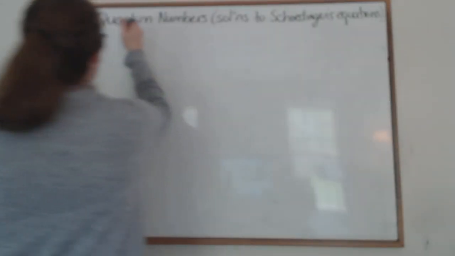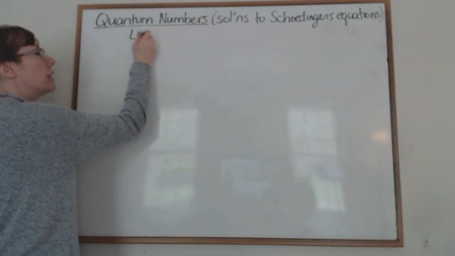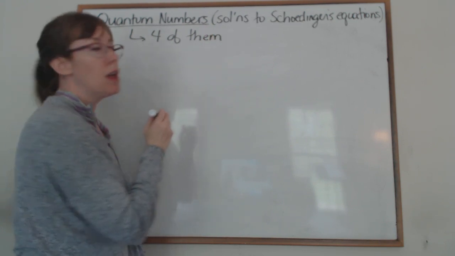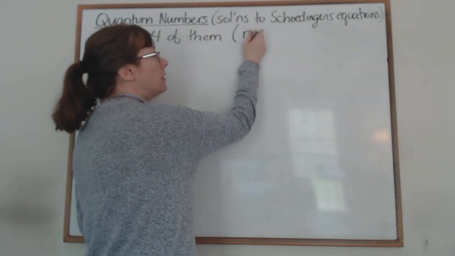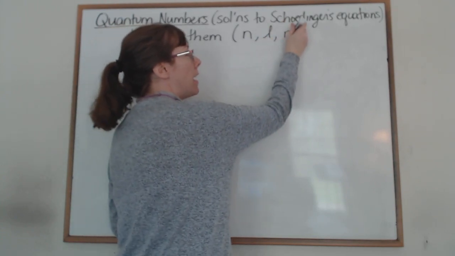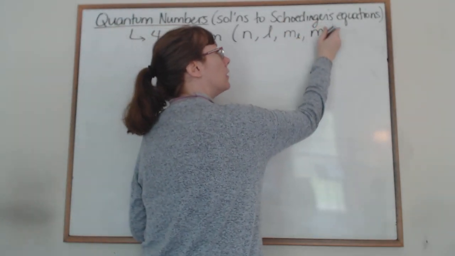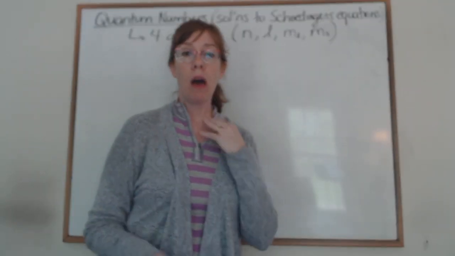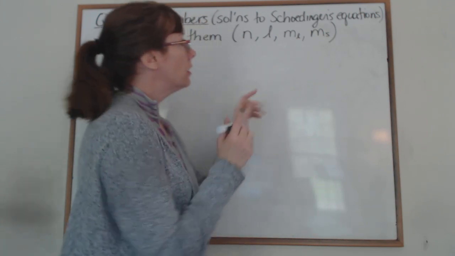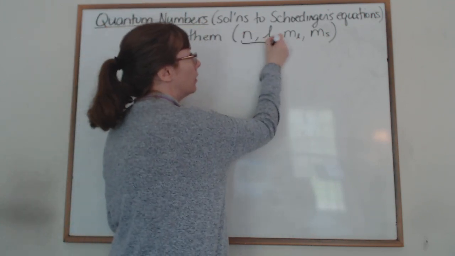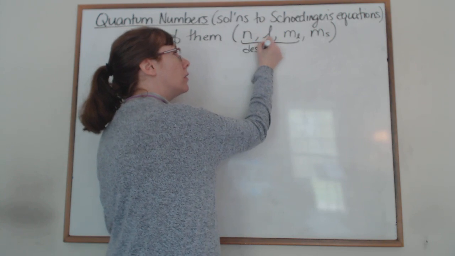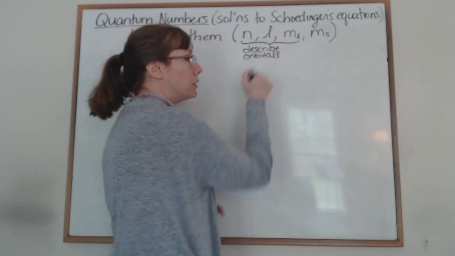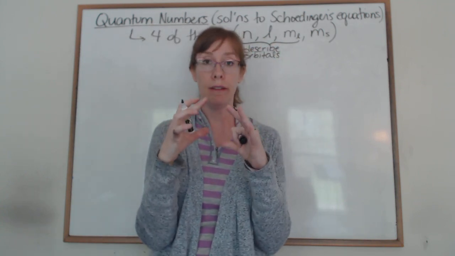Now, let me intro this with this. There are 4 quantum numbers. They're N, L, ML, and MS. And I'll define each one on the board. However, let me preface it with this. 3 of them, these 3, describe orbitals. Those zones in an atom where an electron can live.